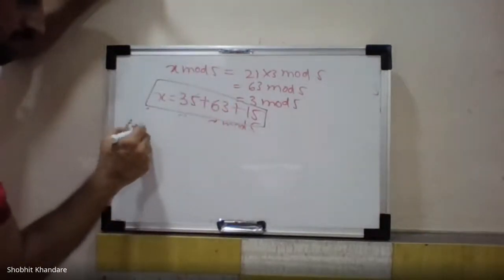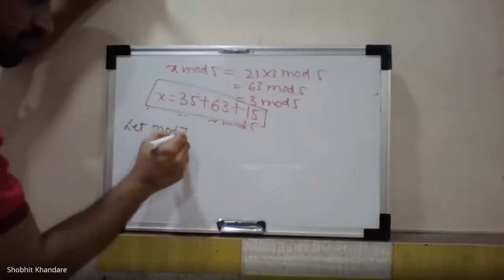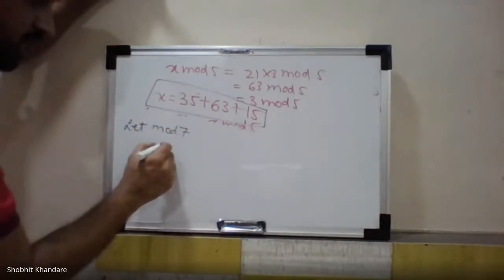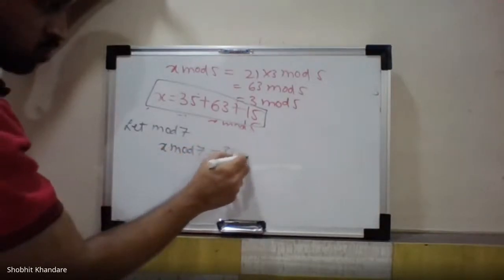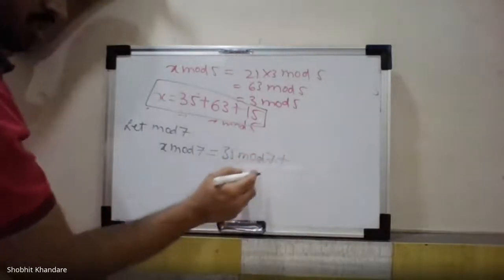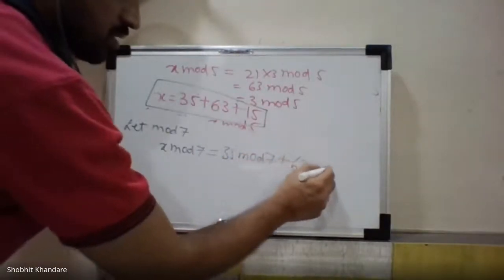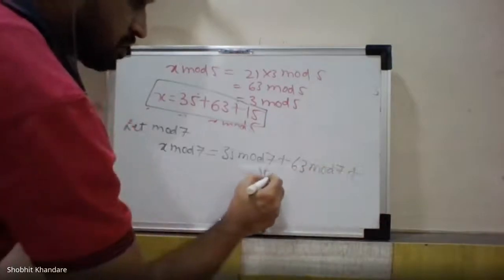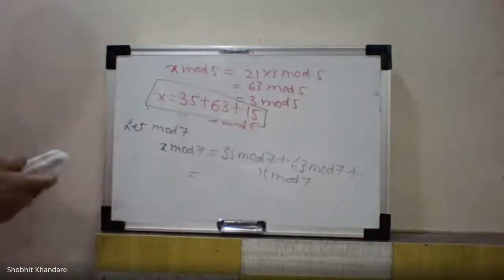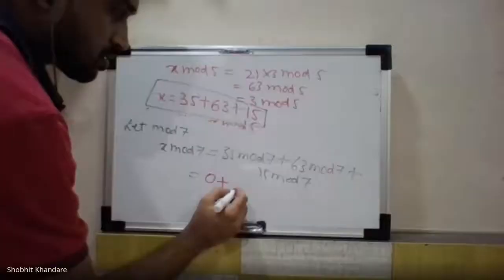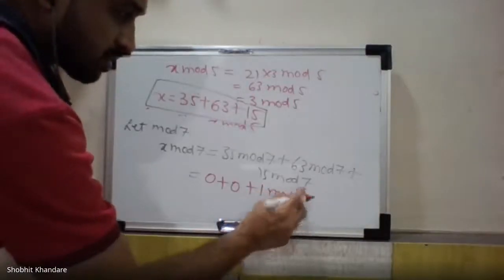Now lastly I have to check with mod of 7. So x mod of 7 equals 35 mod of 7 plus 63 mod of 7 plus 15 mod of 7. Tell me 35 mod of 7. 0. Second term, 0. Third term, 1. So can I say it is 1 mod of 7?